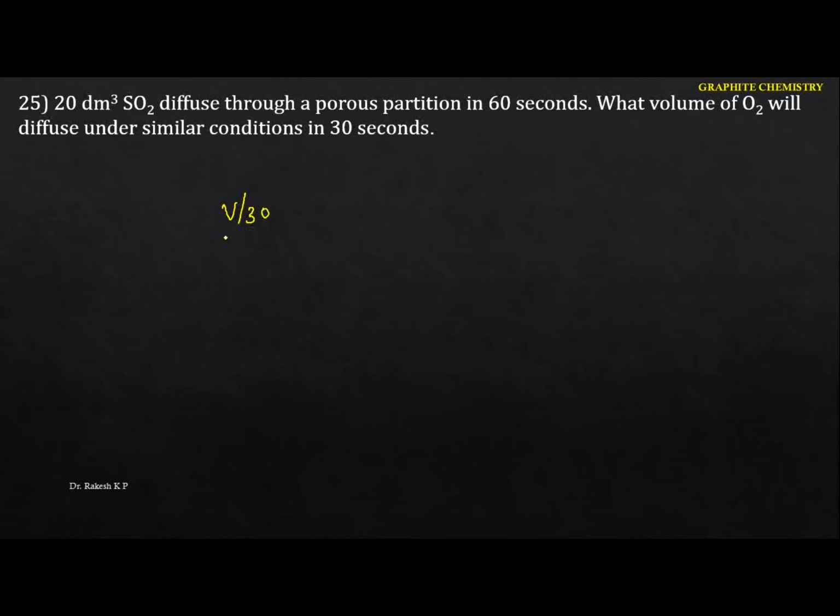divided by the volume of the sulfur dioxide. The volume of the sulfur dioxide they are given is 20. What are the seconds they are given? That is 60. Which is equal to, inversely proportional to their molar masses. The molar mass of the sulfur dioxide is 64, and for the oxygen the value is 32. Okay, so I can write it as I'm going to expand this one.